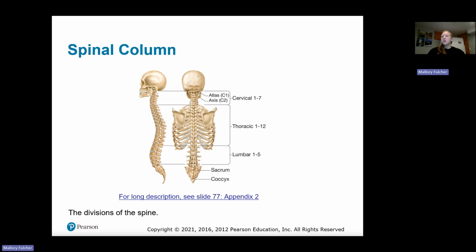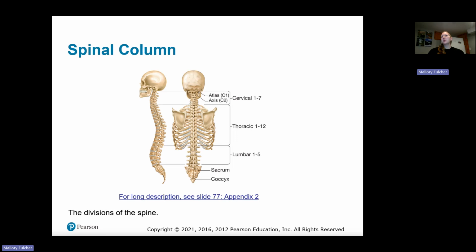You can see that it's broken up into sections. This is a little bit easier for us to talk about each individual spinal process. So instead of saying, oh, I broke my 17th vertebrae, you can say instead, I broke my T4, or T11, whatever it is. It's just a little bit more specific.